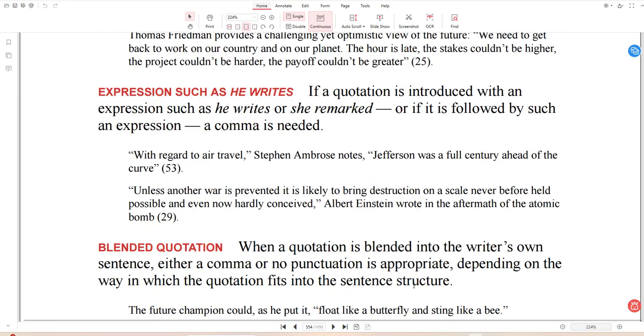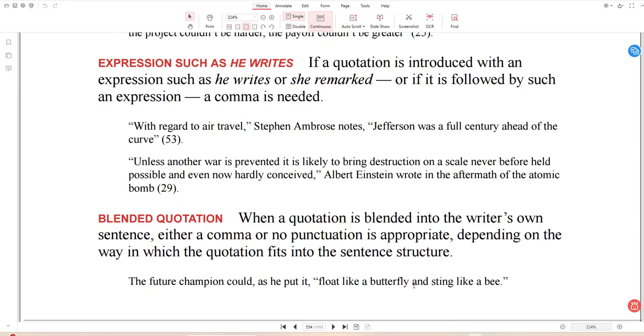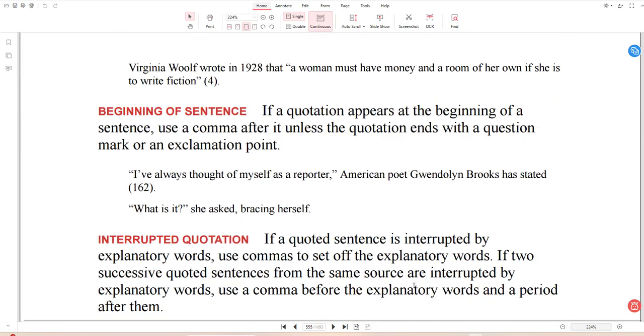If a quotation is introduced with an expression such as he writes or she remarked, or it is followed by such an expression, a comma is needed. When a quotation is blended into the writer's own sentence, either a comma or no punctuation is appropriate, depending on the way in which the quotation fits into the sentence structure. If a quotation appears at the beginning of a sentence, use a comma after it unless the quotation ends with a question mark or an exclamation point.